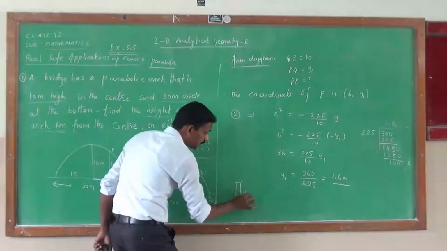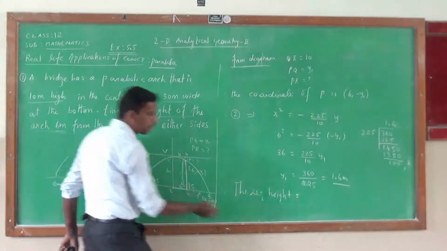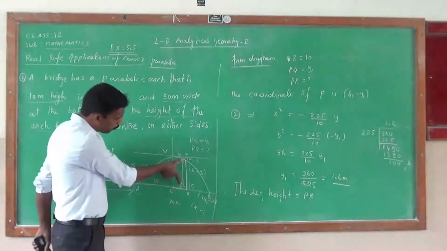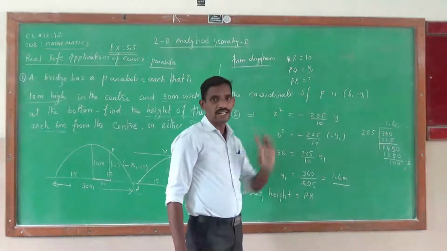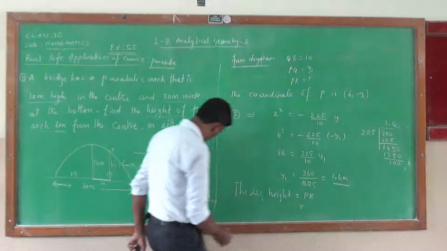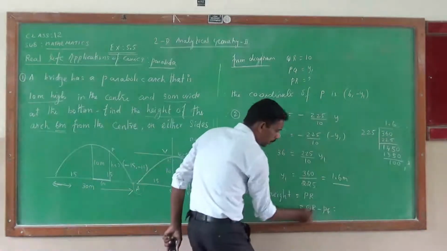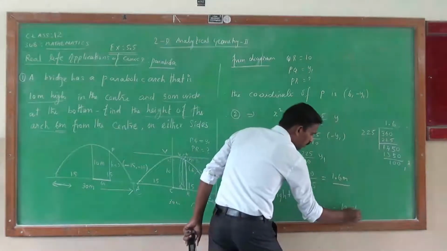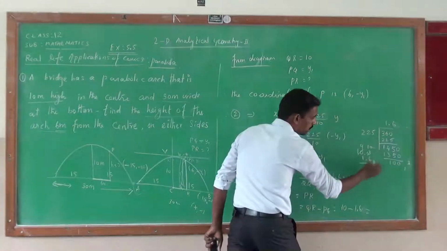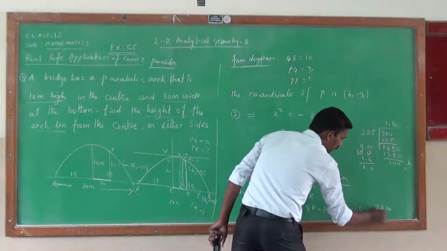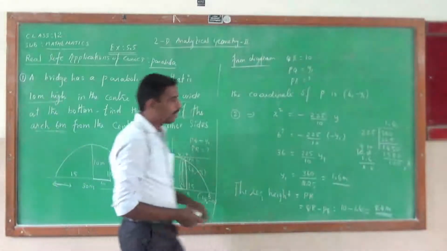But the required height is PR. We know very well that overall QR is 10, then PQ. Subtracting these two, we get the height of the bridge. So PR is QR minus the very small distance PQ, which is equal to 10, where QR is 10 and PQ is y1, which is 1.6 meters. Subtracting, we get 8.4 meters. So the height of the arch 6 meters from the center is 8.4 meters.